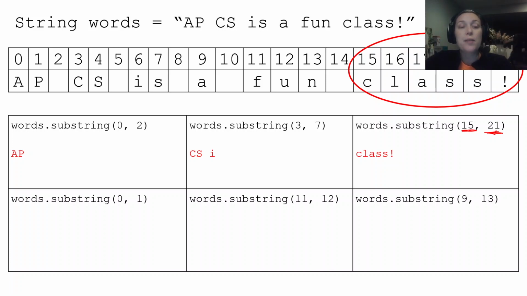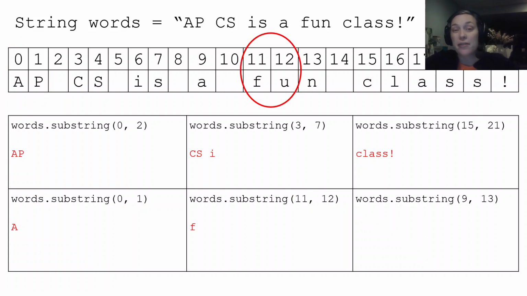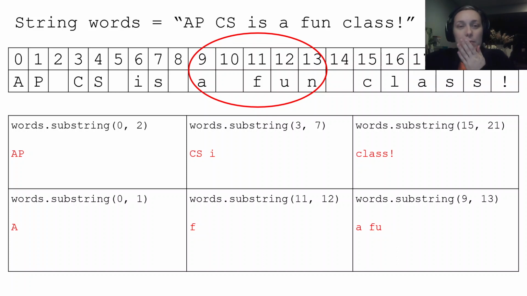Words.substring(0, 1). Okay, 0, 1 starts at 0, up to, but not including 1 is just the letter A. So this is actually a trick you'll see a lot when we start coding some problems. When you have, in your substring, 2 numbers right next to each other, that means it's going to return a single letter. That's how you get it to return a single character. So if I see substring(11, 12) right next to each other, I know that they are returning a single letter. And that single letter is going to be whatever's in position 11. So in this case, it's going to be an F. Substring(9, 13), "a fu"... Oh, I'm so sorry. Wow, I did not think that one through. Don't tell on me.